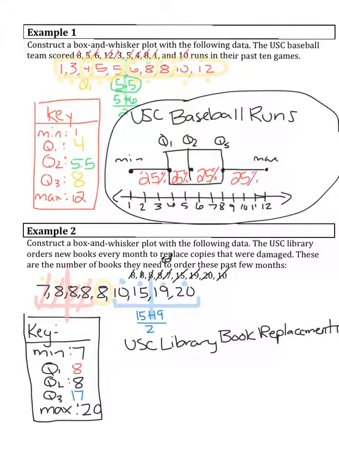All right, we need a number line for our box and whisker plot. So this has to go from 7 to 20. Maybe I'm going to count by 2s on this one. So I'll start at 6, 8, 10, 12, 14, 16, 18, 20. Just making sure it's going to fit before I write all those numbers on there.